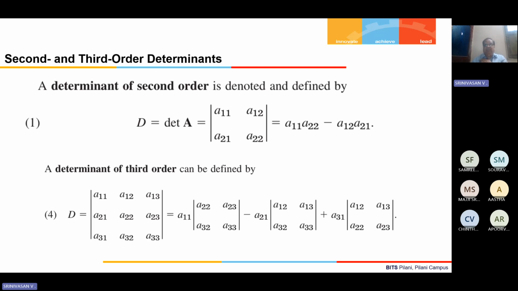Then positional sign plus. Third, first column, third element, A31 multiplied by its corresponding minor will be obtained by deleting this corresponding row and column. You get A12, A13, A22, A23. I would suggest to you all uniformly, it's better, easy, without any confusion, that you expand through the first row. Okay. Let's see some examples.